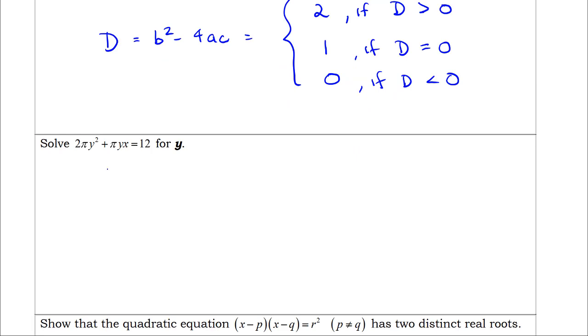So first I think we need to organize this. So it's 2 pi y squared. This looks like a to me. Plus pi x y. That looks like b to me, because we're dealing with y, right? Y is our star variable. Minus 12 equals 0. And there's no way I can break up 12 like 3 times 4 or 2 times 6 and then talk about pi x at the same time. So we're not going to use that shortcut. And so we'll just crank out the quadratic formula.